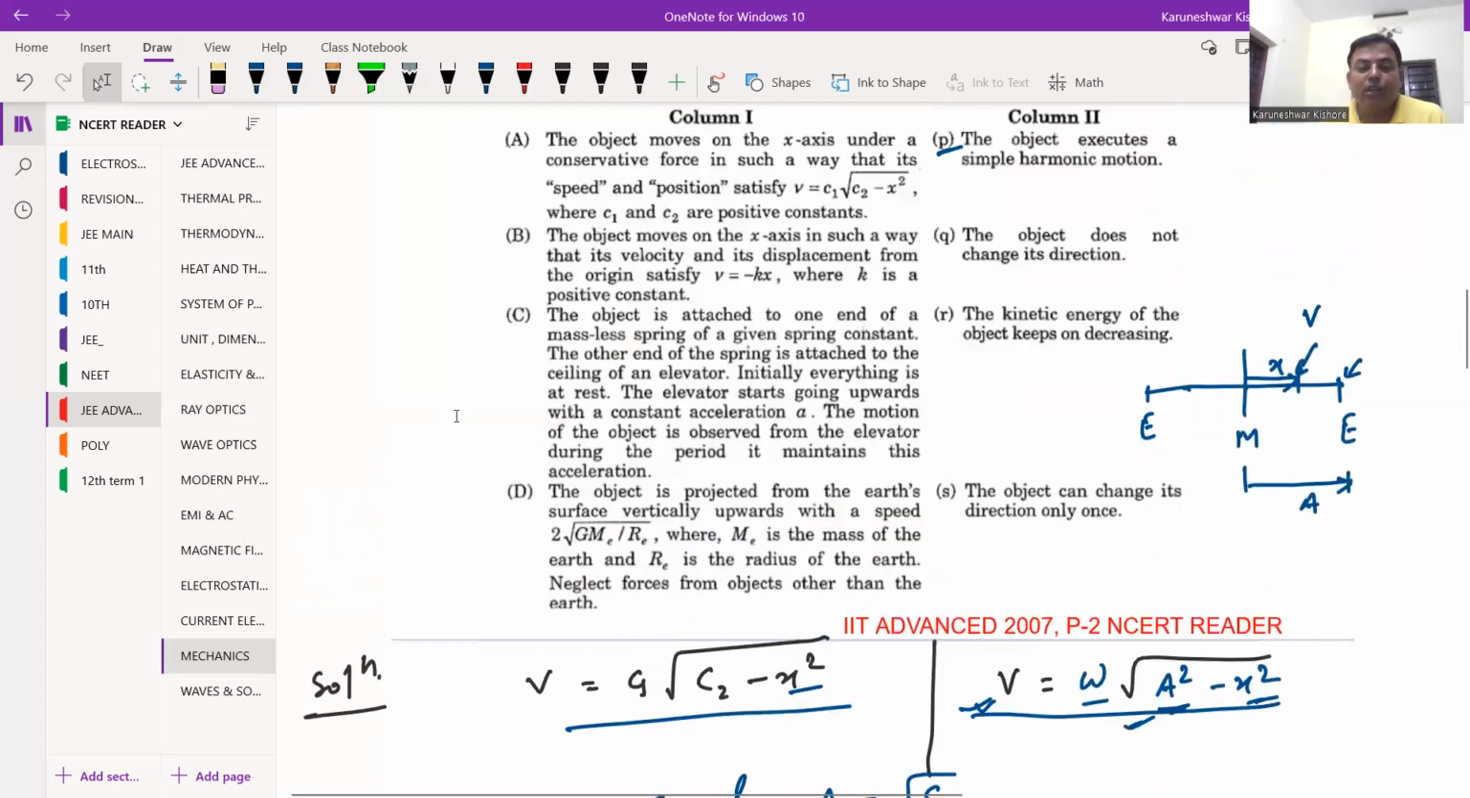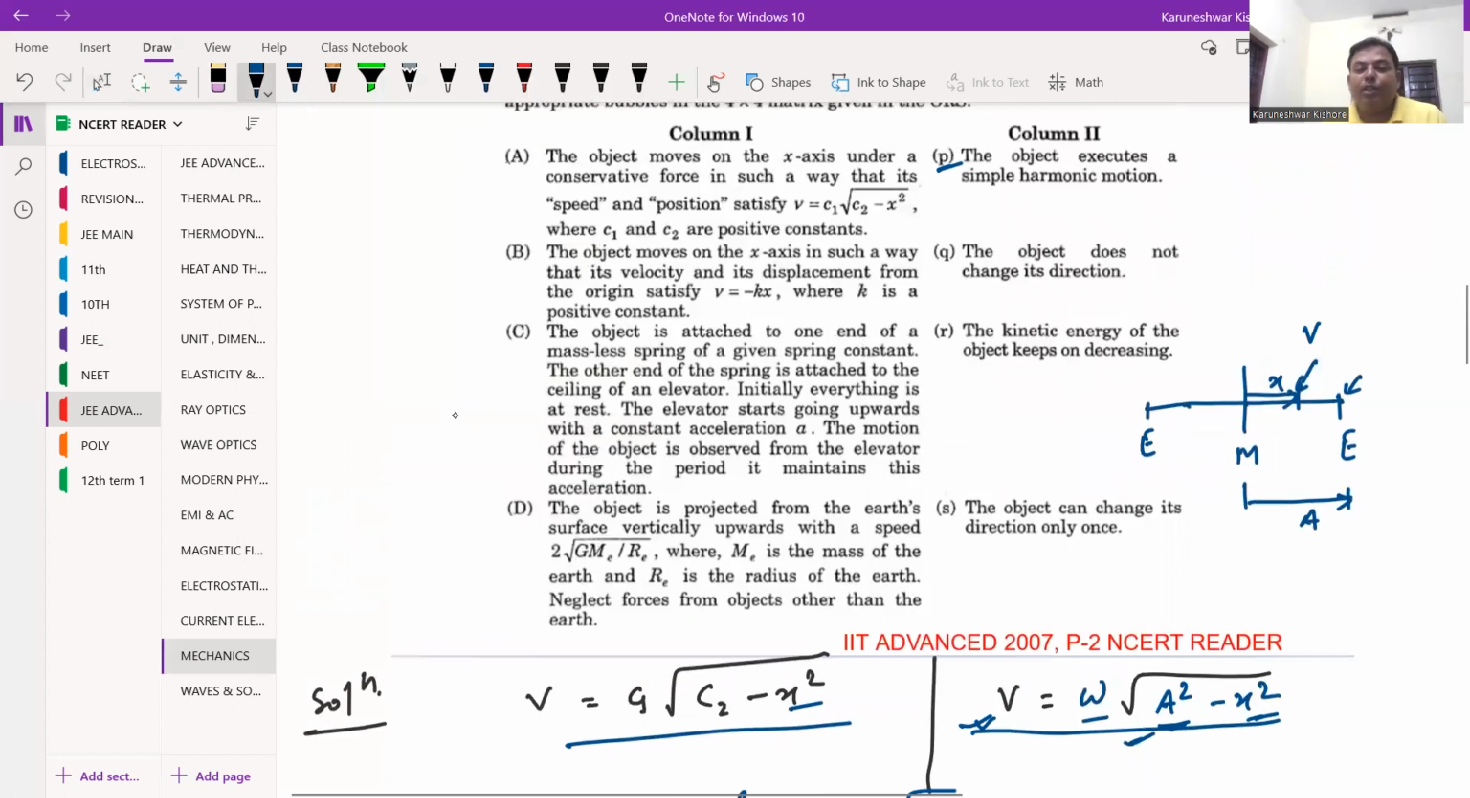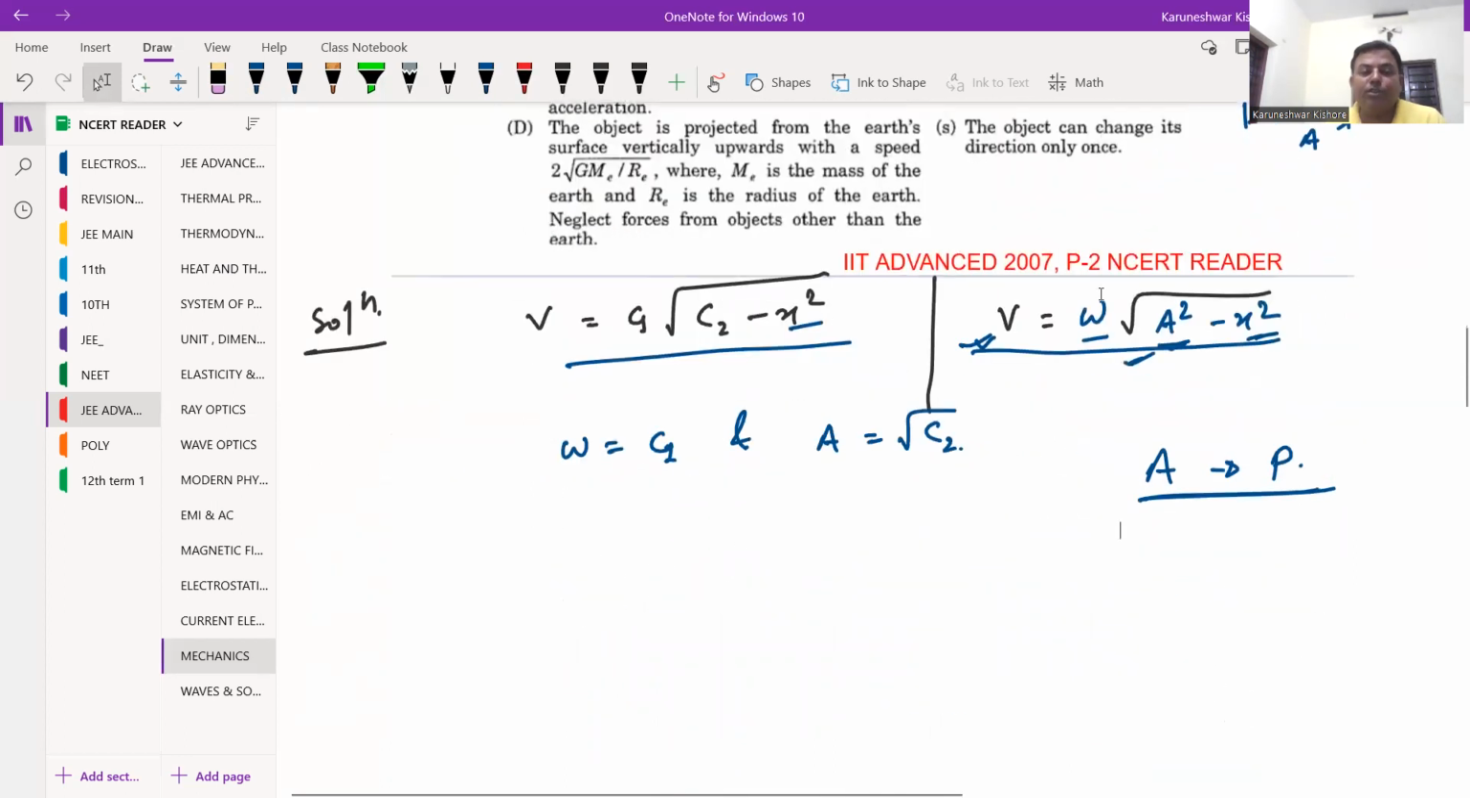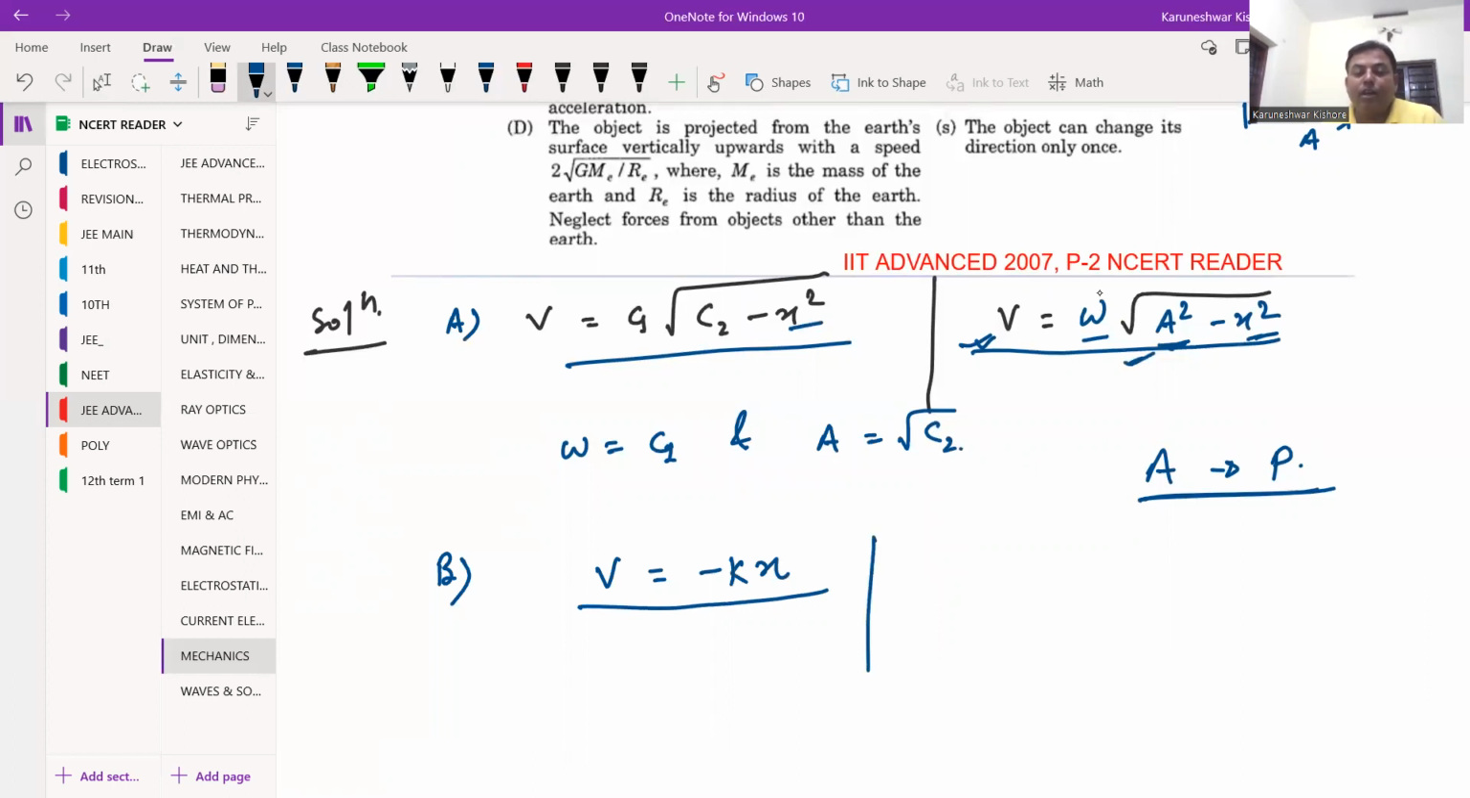Now going to the second option. What we have here is that the object moves on the x-axis in such a way that its velocity and displacement from the origin satisfy v equals minus kx, where k is a positive constant. This is the second relation given to us, for B: velocity is equal to minus k into x. On this side we have velocity and on this side k is constant. So when x is 0, the velocity will be 0.